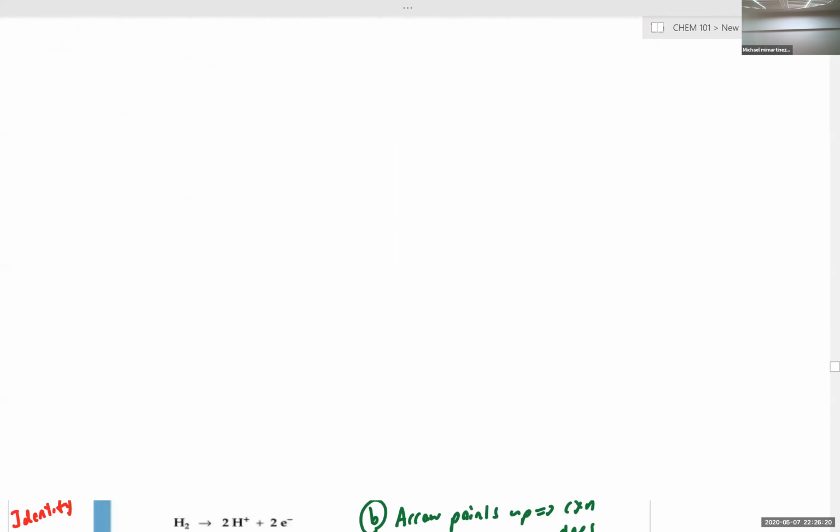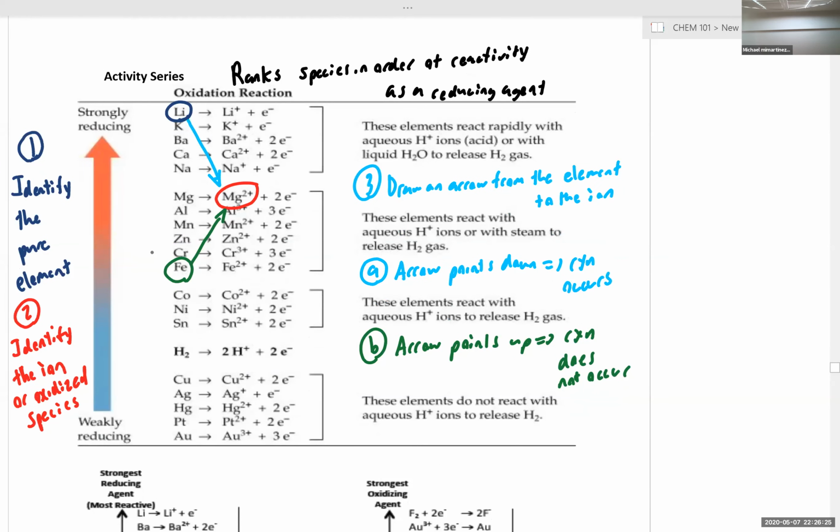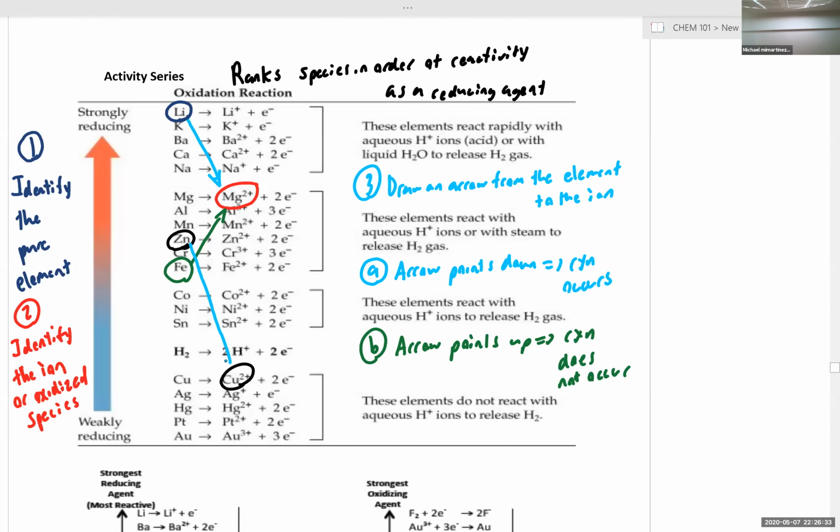Okay, so we're going to find copper. We're going to go to our activity series table. We have zinc circled, and we're going to find copper. Now we're going to draw an arrow. The reason why I like this method is you can even use it in 102 when you deal with electrochemical cells. Now my question to all of you: is zinc higher or lower than copper? Higher, right? So our arrow's pointing down.